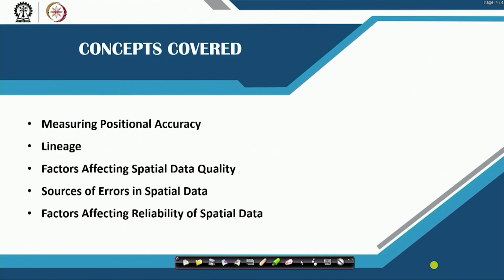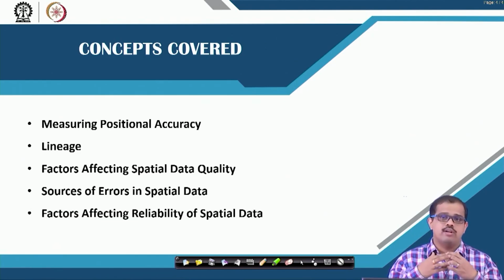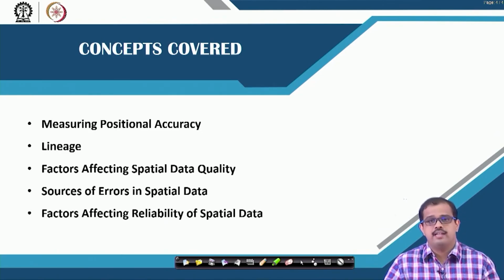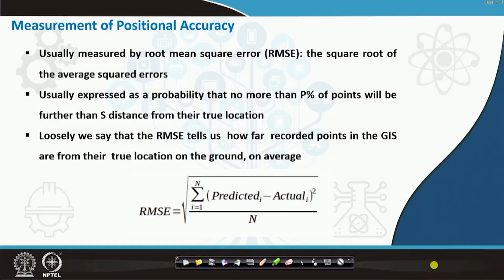Like completeness and logical consistency, reliability is extremely important in terms of your spatial data. How reliable is your data? You have to give the user an idea of the reliability aspect of your spatial data. That is extremely important when you are putting out this data in the public domain, where it can be used by many people. So if that has to be done, then the reliability aspect has to be considered in a proper way.